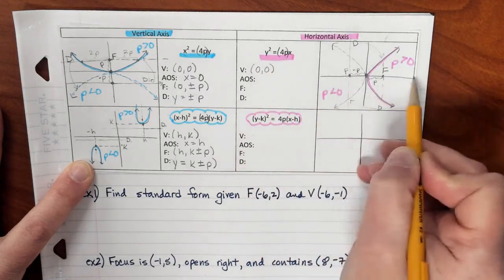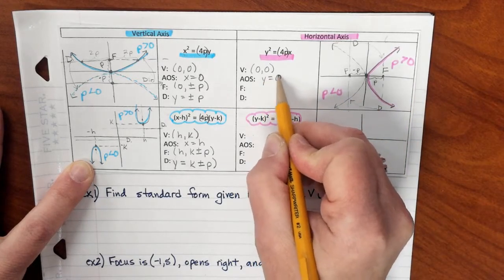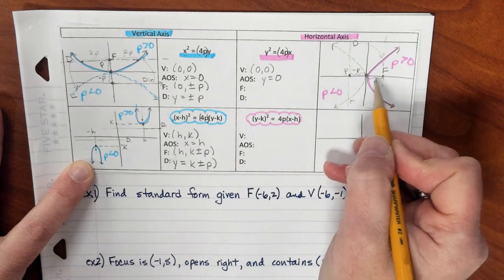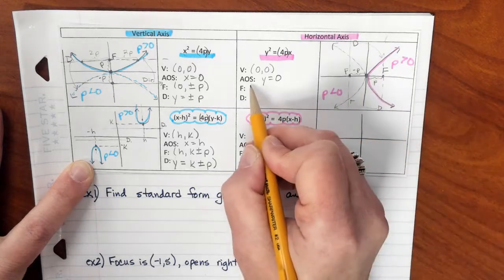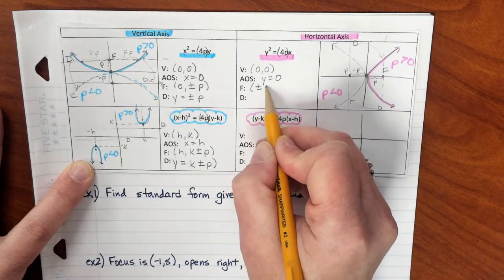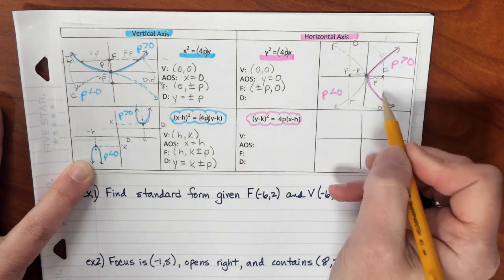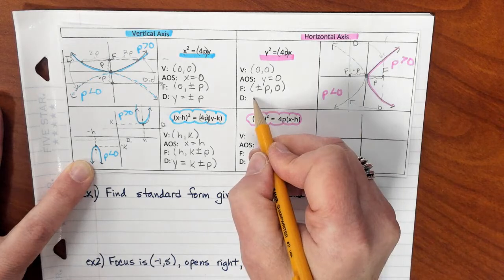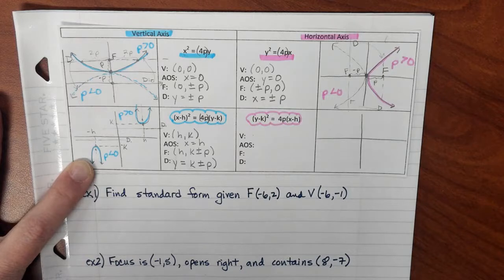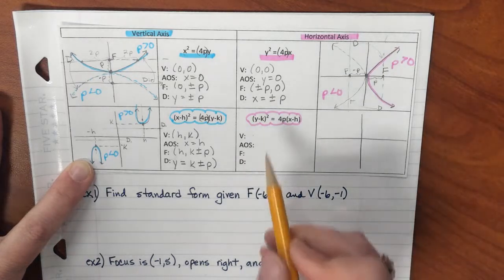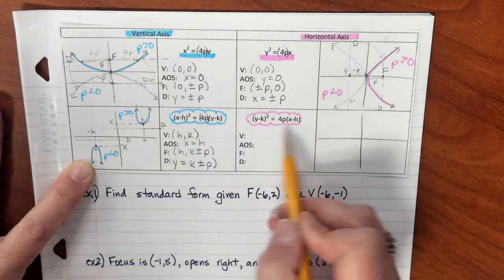The axis of symmetry now is the x-axis, so we have y equals 0. The focus is the distance p along the x-axis. So now the focus is whatever that distance p is, and 0. And the directrix is a vertical line, so it's going to be x equals that distance of p, whether it's plus or minus. Now, just like with the vertical, we are going to shift the vertex.